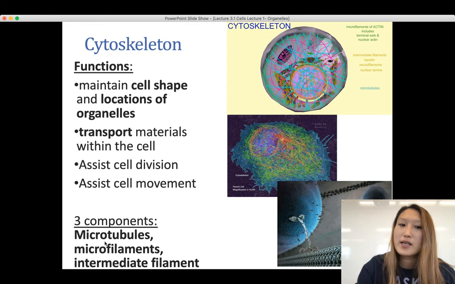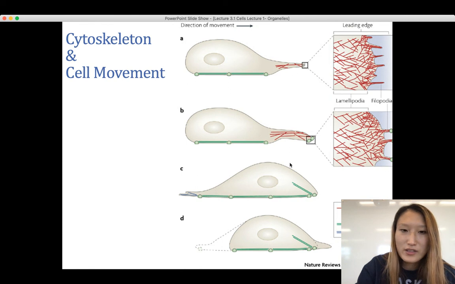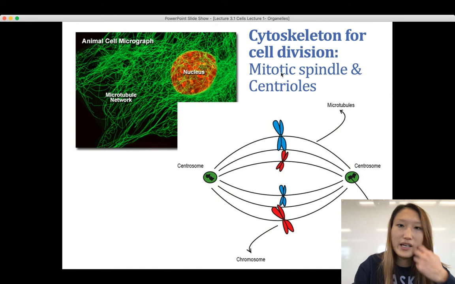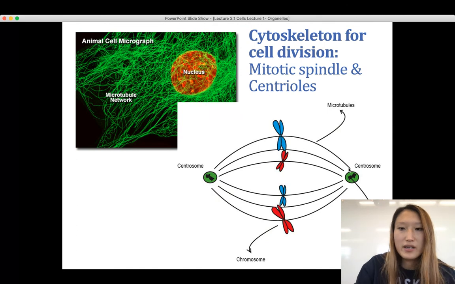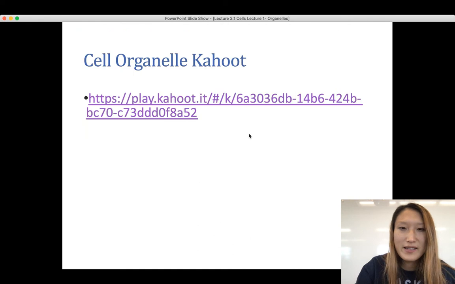There are three types: microtubules, microfilament, and intermediate filament. Okay, see the cell movement, all the cytoskeleton going in a certain direction, dragging the cell with it. Yep. For cell division, the cytoskeletons can attach to DNAs and split them apart, basically. But you don't have to know this, right? Just take a look at this picture. Know it exists. In the future, we'll learn more about it.